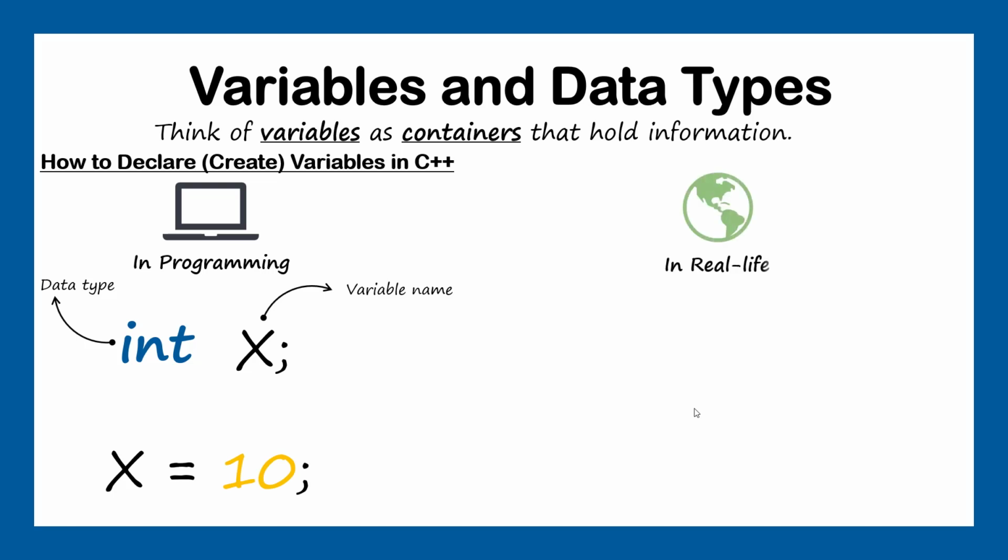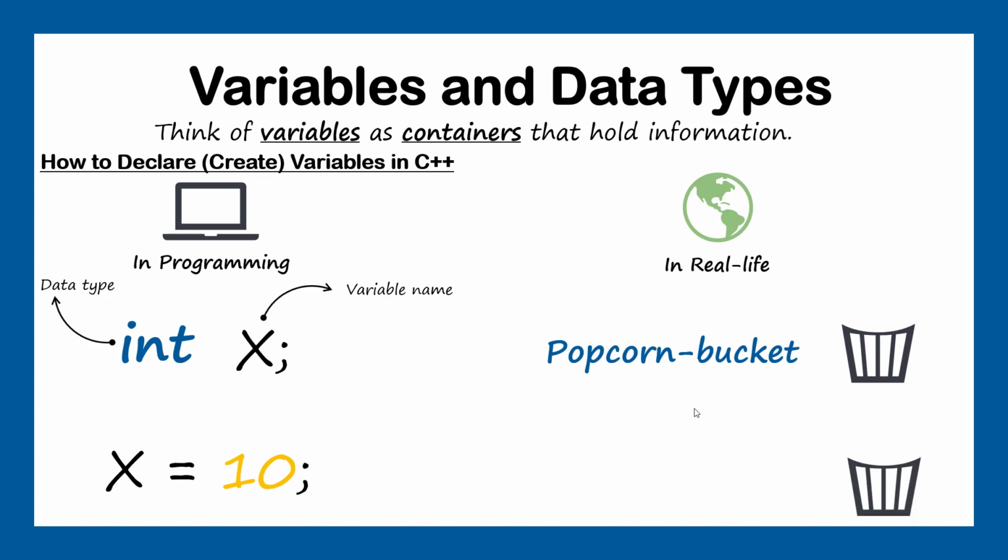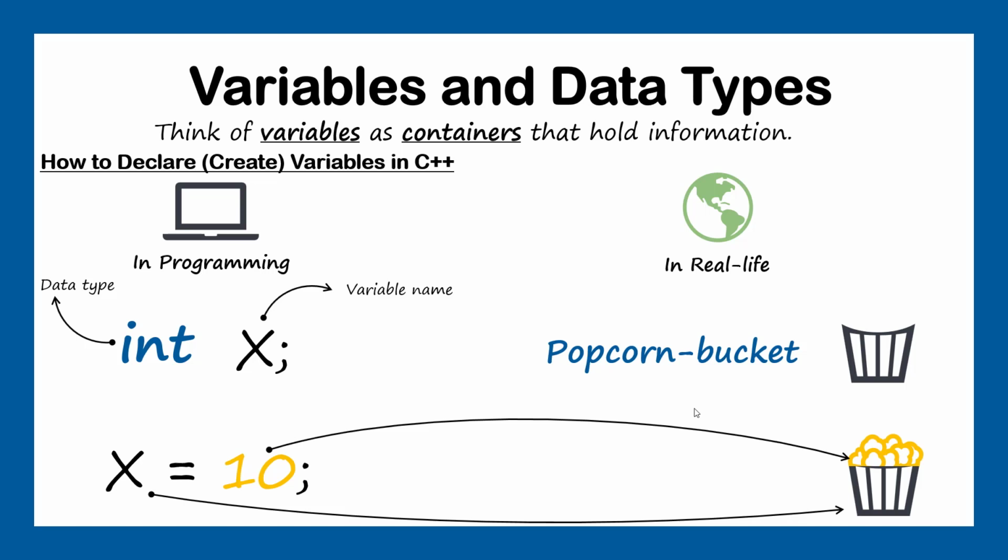And this is similar to what's happening in real life. If we create a popcorn bucket, that bucket or that container can hold popcorn for us. If now we compare programming to real life, the variable x acts like a container, which in this case is the popcorn container. And the content of the variable is the content of that container, which is popcorn. The type of the variable is int, and the type of our container in real life is popcorn.